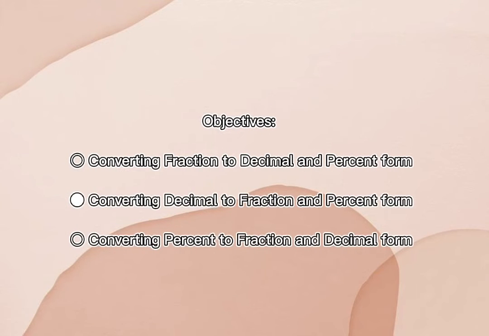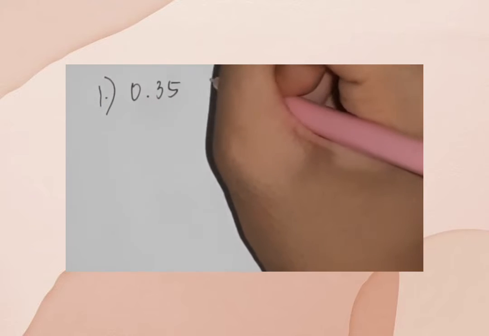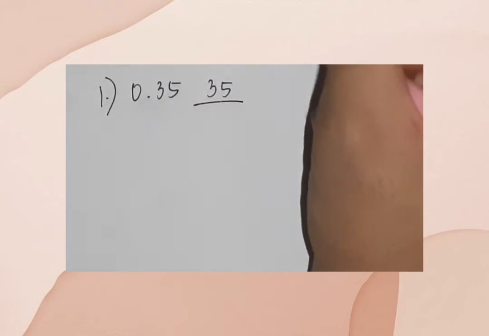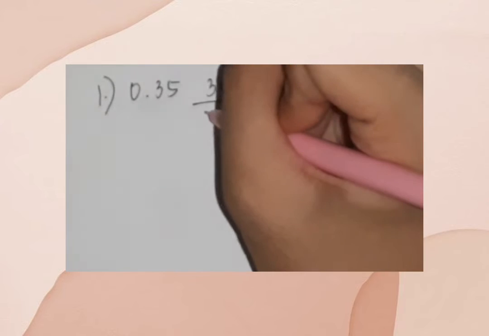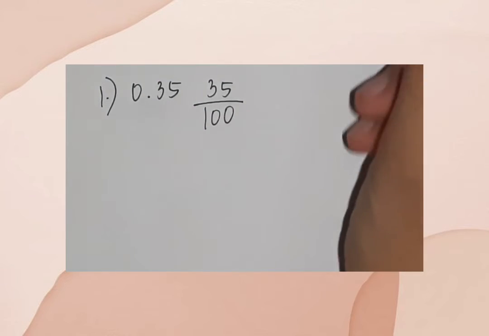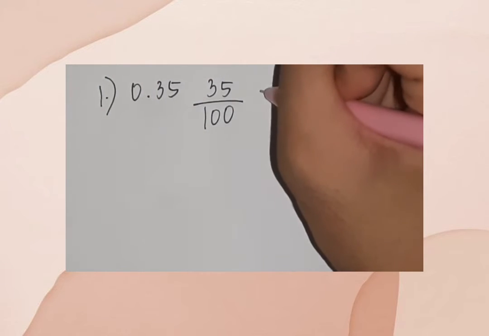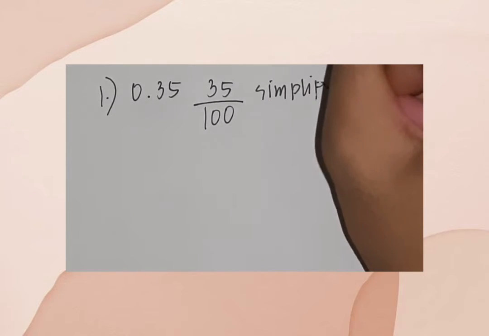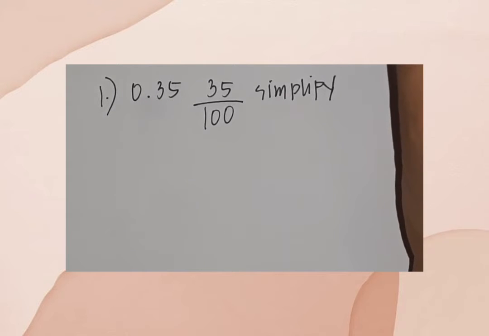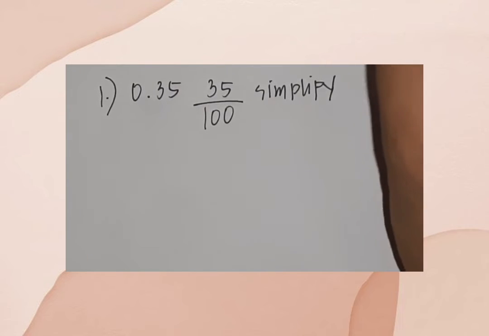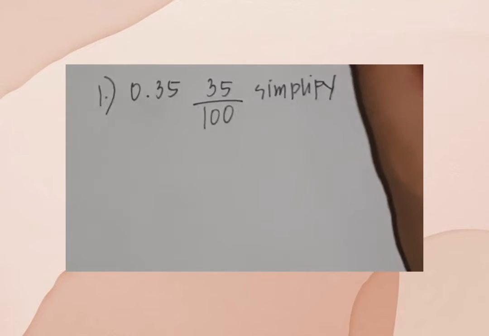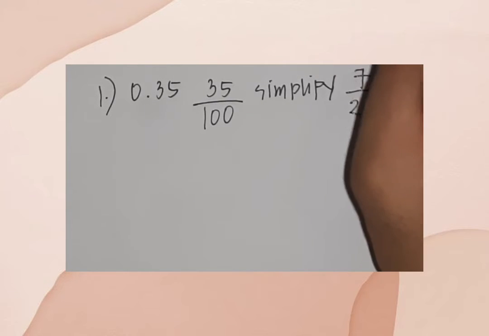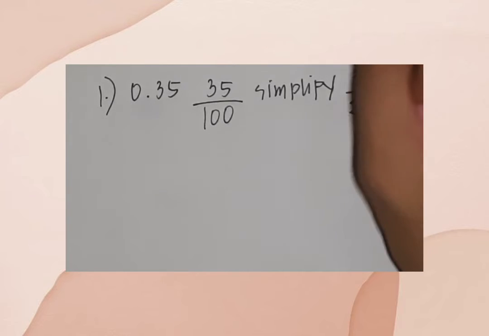The second one is converting decimal to fraction and percent form. For the first example, 0.35 is equal to 35 over 100. Disregard the decimal point. We add 2 zeros because of the 2 digits of 35. Now, reduce it to lowest terms. It is divisible by 5. 35 divided by 5 is equal to 7 and 100 divided by 5 is equal to 20. So the fraction form is 7 over 20.